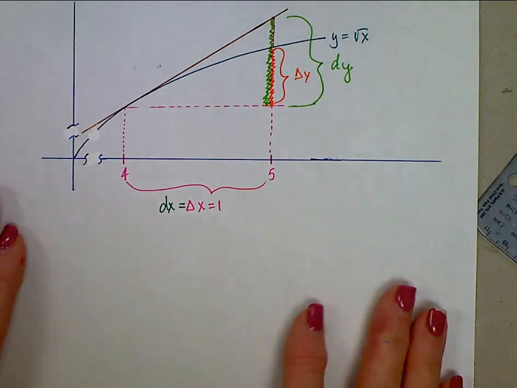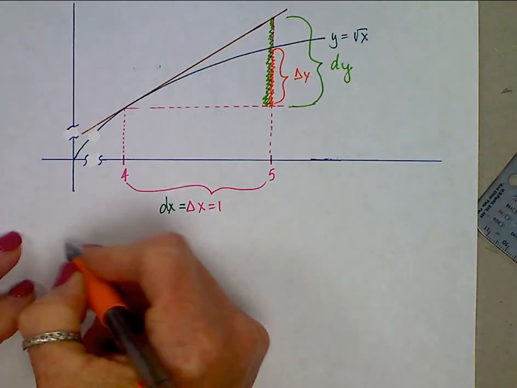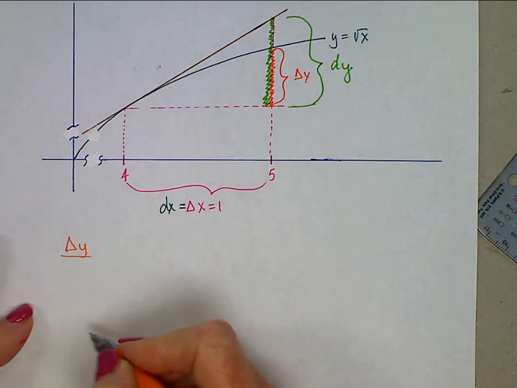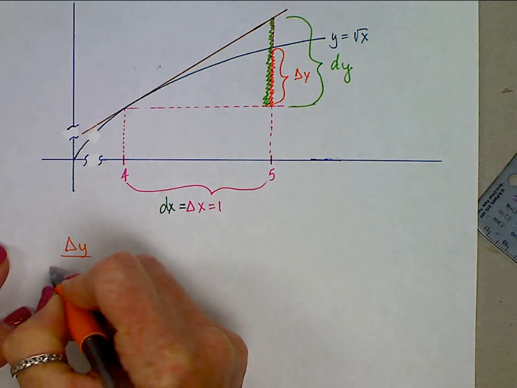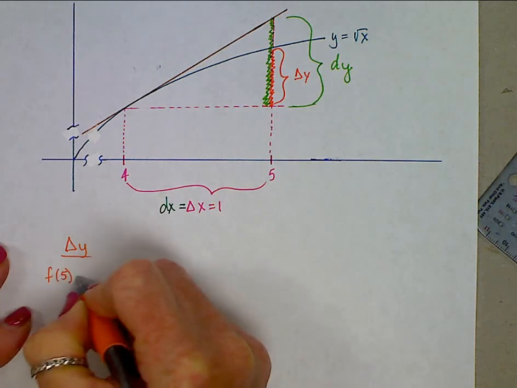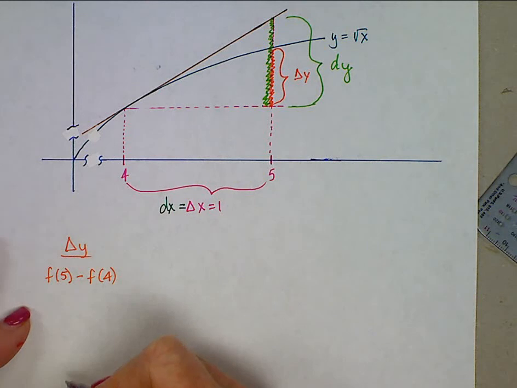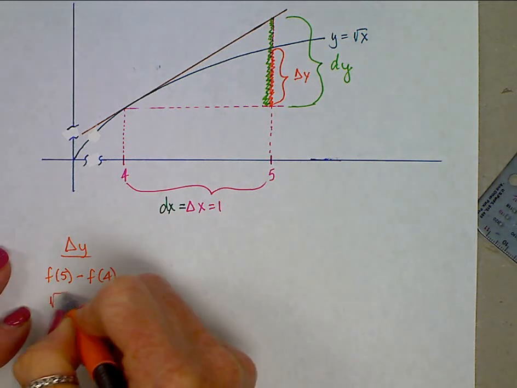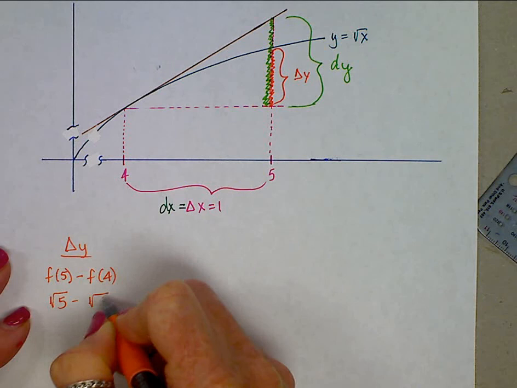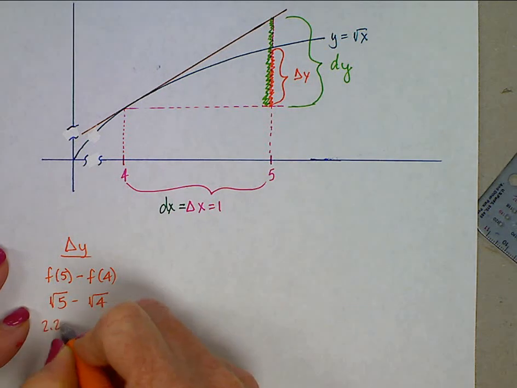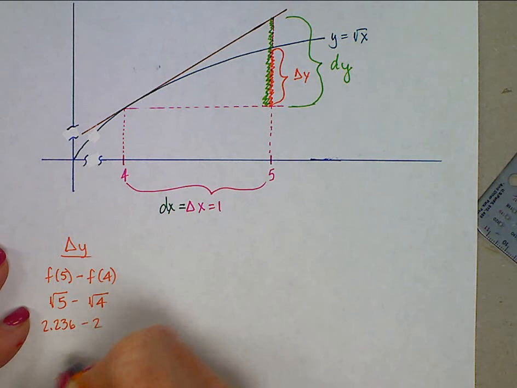So we want to find delta y. Delta y is the change in y values. So it is the function evaluated at 5 minus the function evaluated at 4. Our function is square root of x. So square root 5 minus square root 4. Square root of 5 is about 2.236 minus 2, so 0.236.